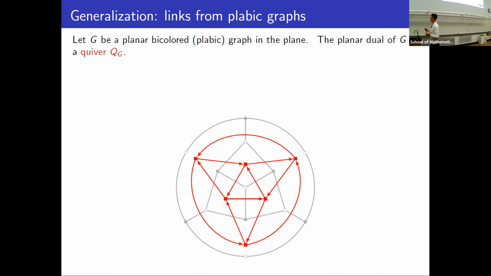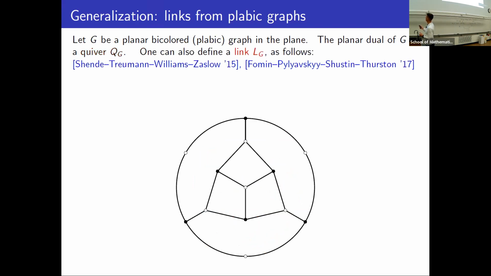Another thing associated to a planar graph, instead of the quiver, is a link. This construction comes from these two papers. These papers give a very nice, beautiful construction, but I'm going to give you an ugly version of that construction because I want to be concrete. I want you to go home and be able to draw pictures. To make it concrete, you have to break the symmetry. So let me break the symmetry a little bit.